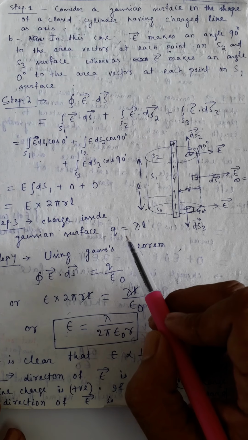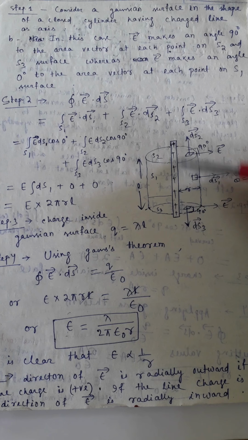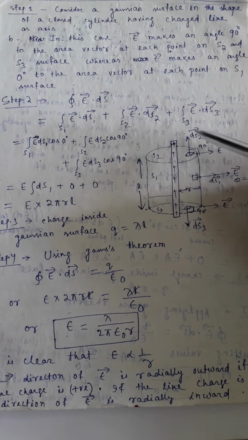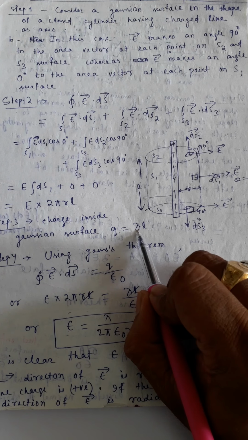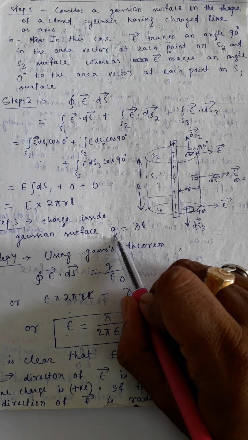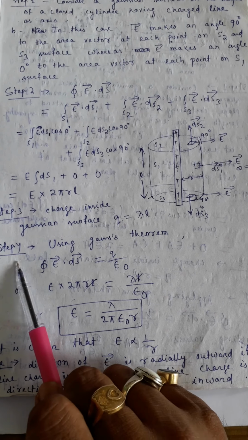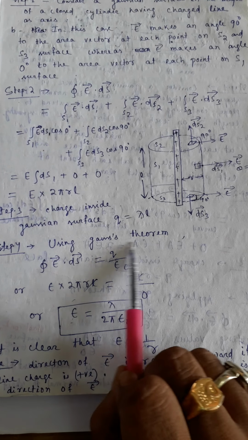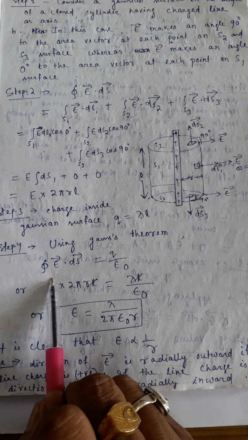In step 3, we have to calculate the electric charge present for a line charge, and we know that for a line charge, linear charge density lambda is equal to q by L. So the charge q is equal to lambda into L. And finally in step 4, we have to use the Gauss theorem.